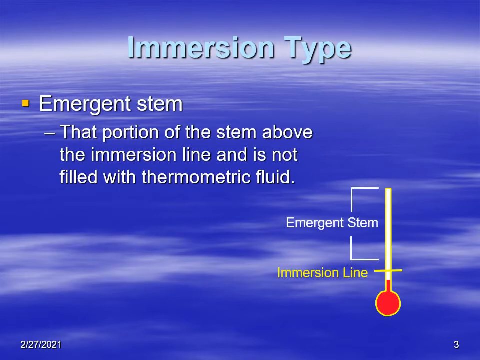Before we begin our discussion about immersion type, we've got to define what the emergent stem is. The emergent stem is that part of the thermometer that comes above the immersion line, if there is one that is marked on the thermometer. But more typically, it's the part of the thermometer that doesn't have either alcohol or mercury in it. In other words, the thermometric fluid.